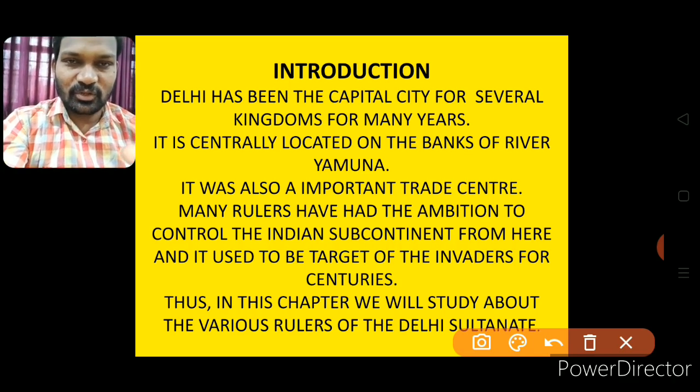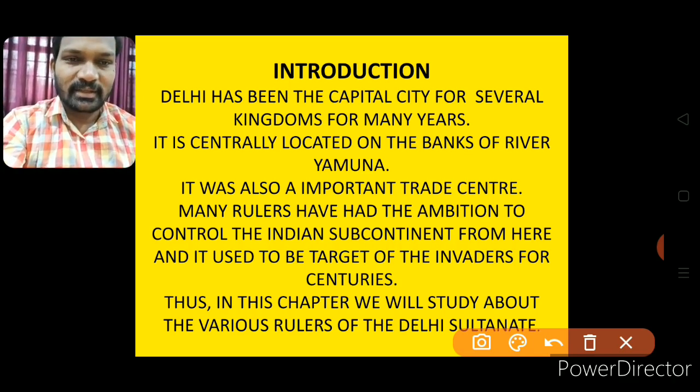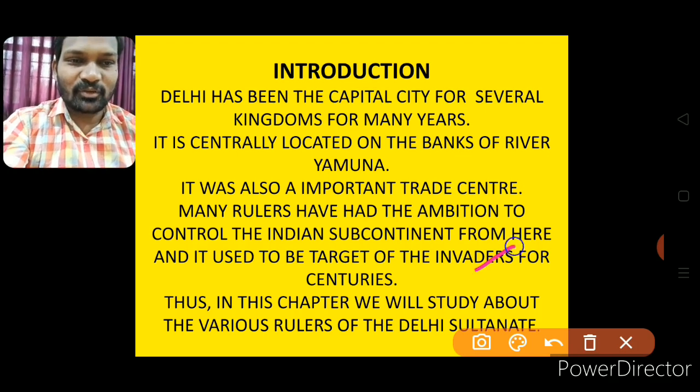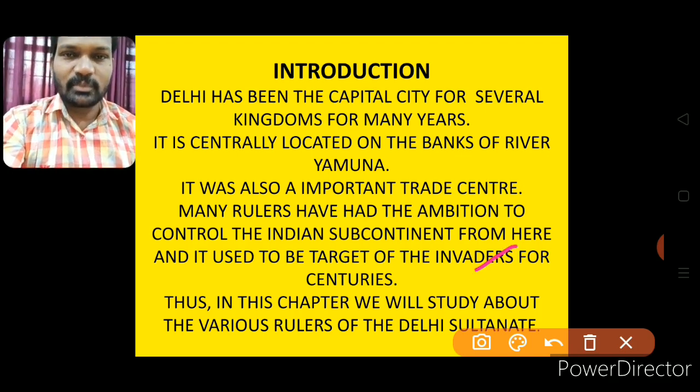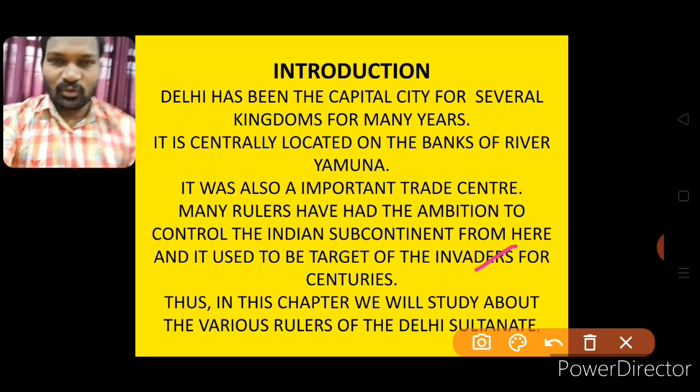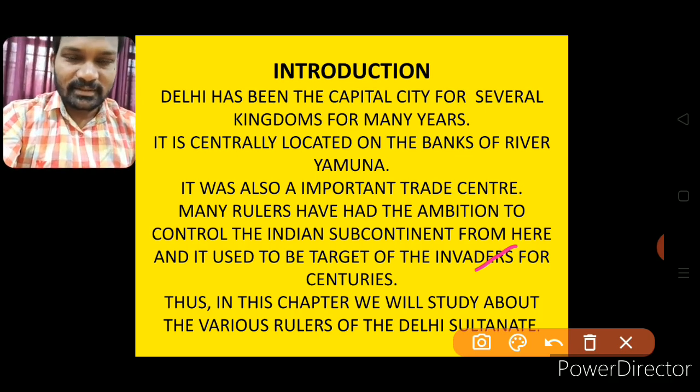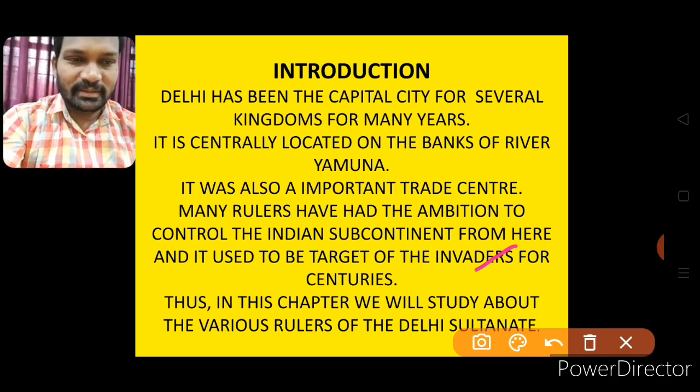Next sentence is that many rulers had the ambition to control the Indian subcontinent from here. They started controlling the subcontinent from Delhi, and this was also the target of many invaders. Invaders means people, kings or rulers who came to India. Their target was to conquer Delhi. So in this chapter we will be seeing the various rulers of the Delhi Sultanate.